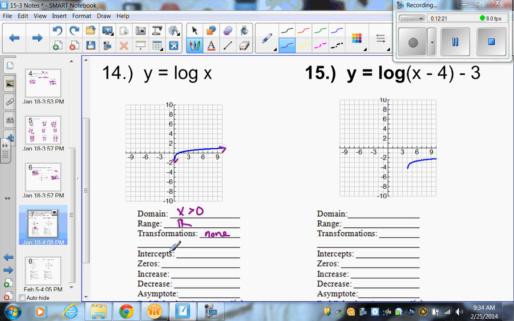Your intercepts, well, since it doesn't cross the y-axis here, there are no y-intercepts. However, you do have an x-intercept, crosses right here at x equals 1. So we have the point there at 1, 0. Your zeros are where it crosses the x-axis, which in this case is at x equals 1.